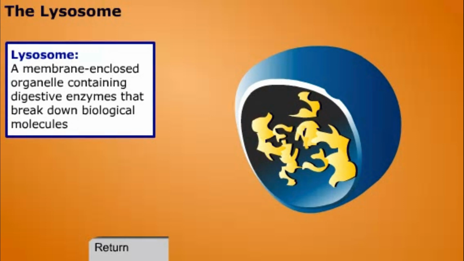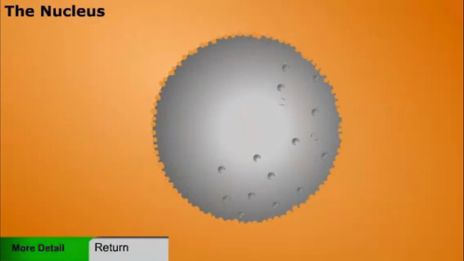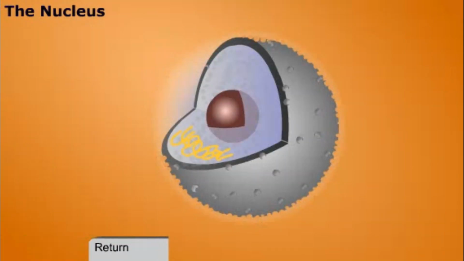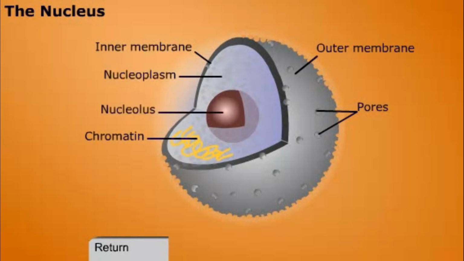Lysosomes are organelles involved in the breakdown of biological molecules. They contain a variety of digestive enzymes that function best in the acidic environment of the lysosome, but are relatively inactive at the neutral pH of the cytosol. The nucleus is a membrane-enclosed organelle containing most of a cell's genetic material. Click More Detail to review the structure of the nucleus.